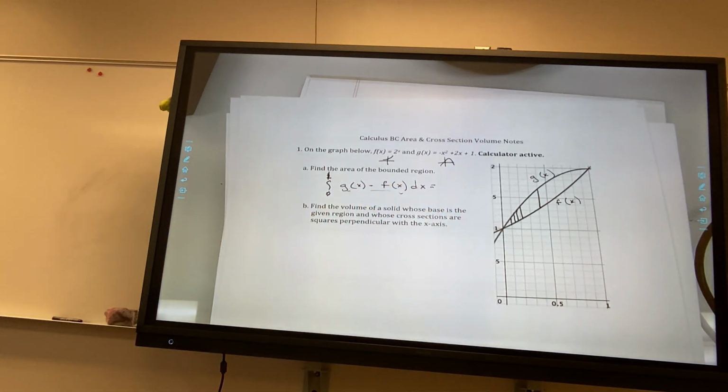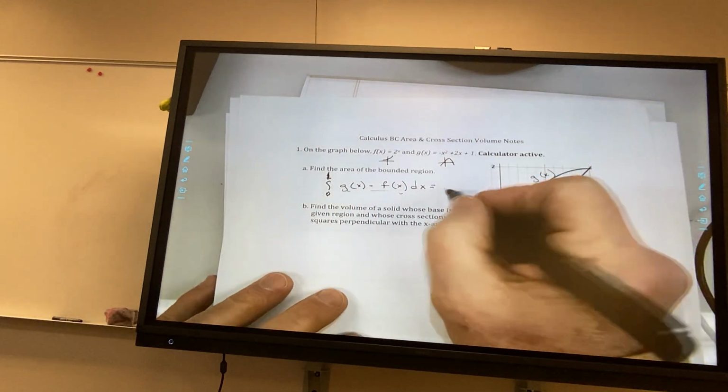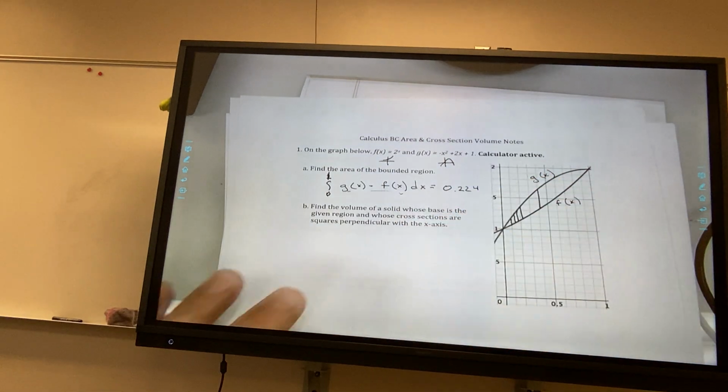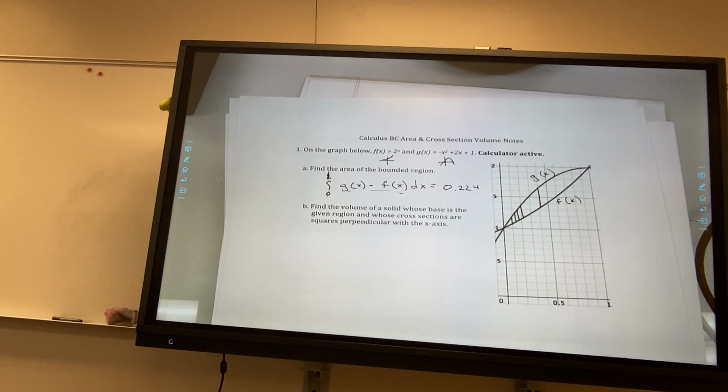And I got this to be 0.224. Is that what you got, Matthew? You're not that far, okay.